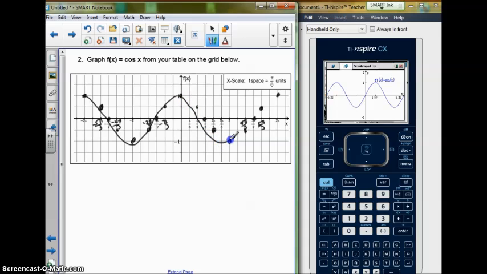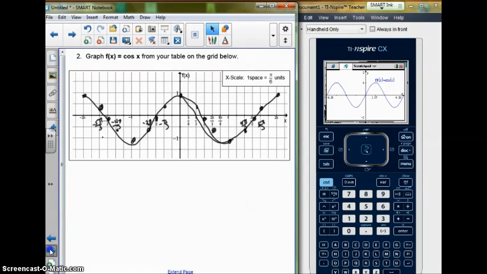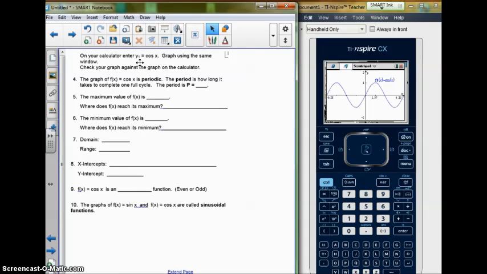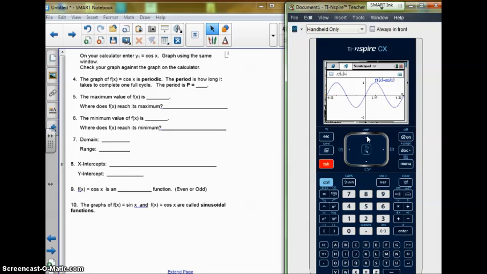One of the reasons we have calculators is because I think people like me can't graph well. As we go over the next page where there are some questions, it says on your calculator enter y1. Again, we're not going to do y1. If you press tab and do the up arrow, we're just going to change this sine of x to cosine of x.